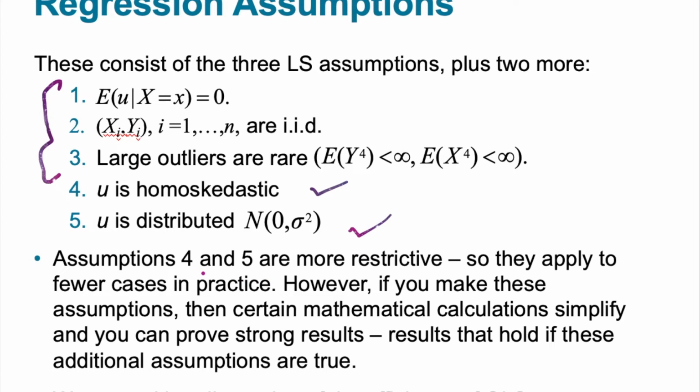Now, assumptions 4 and 5, they are more restrictive. So they apply to much fewer cases in practice. However, if you make these assumptions, then certain mathematical calculations simplify and we can prove very strong and very useful results that hold only in the case that these additional assumptions 4 and 5 are true. So we're going to start with our discussion of the efficiency of OLS. And efficiency is referring to the size of the variance, which is the smallest.